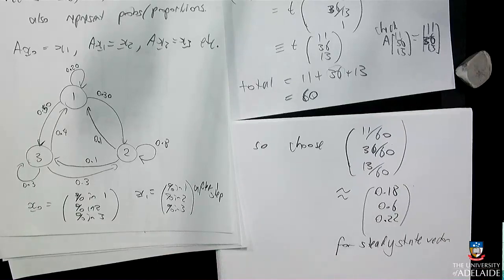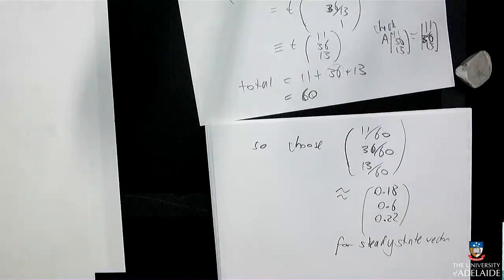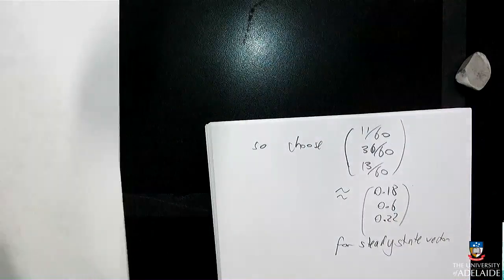So that means that long term, if this was not ants but the state of probabilities of something happening like weather, you're saying that in the future, the general probability of having weather state number 1 is 18%. Yeah. There you go.